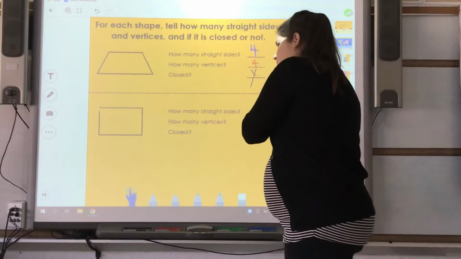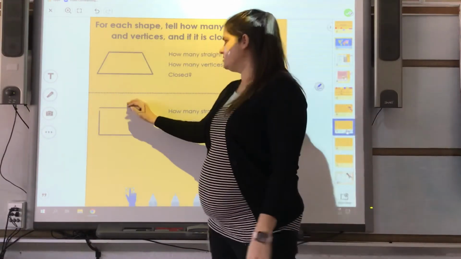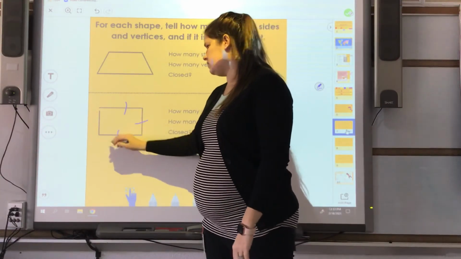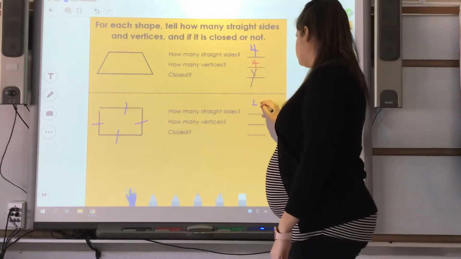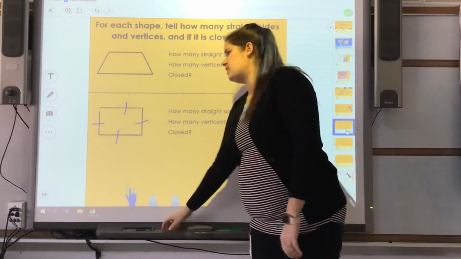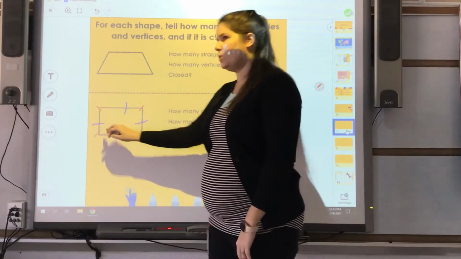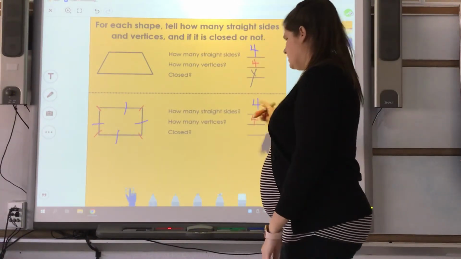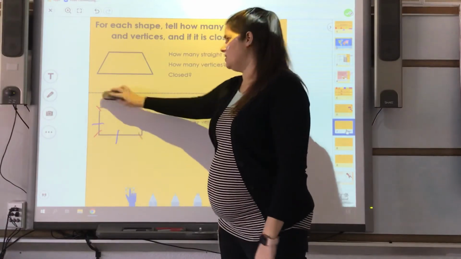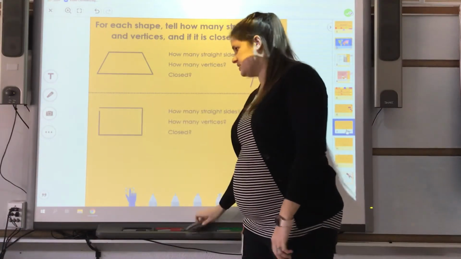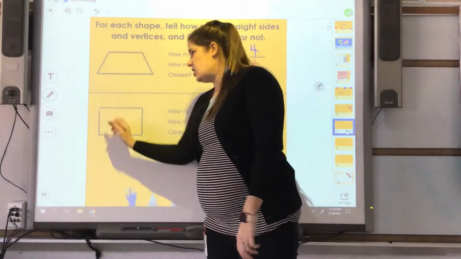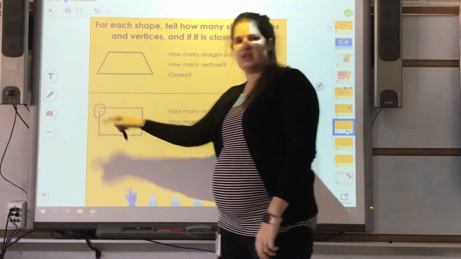Looking at the next one, how many straight sides? 1, 2, 3, 4. How many vertices? 1, 2, 3, 4. Is this a closed shape? That means that all the sides are connected. No, because if you look closely, there is an opening.